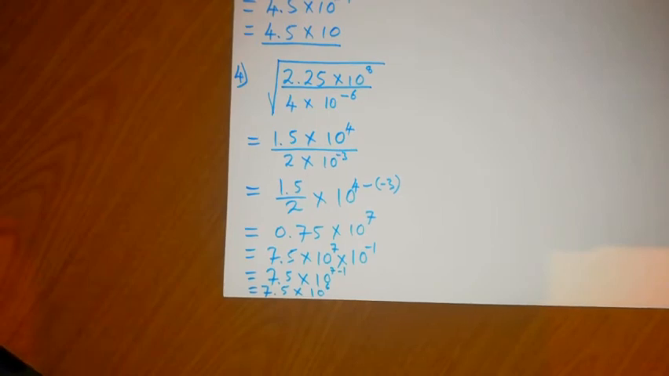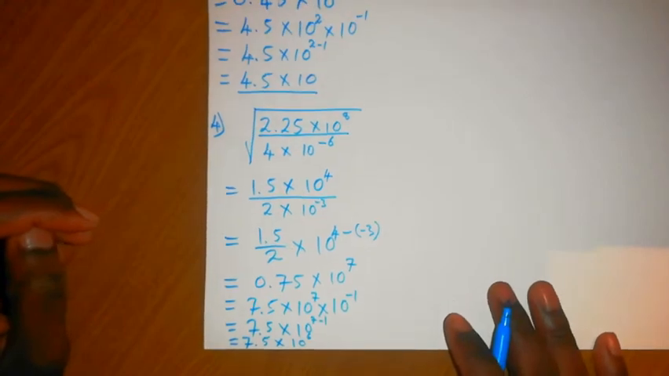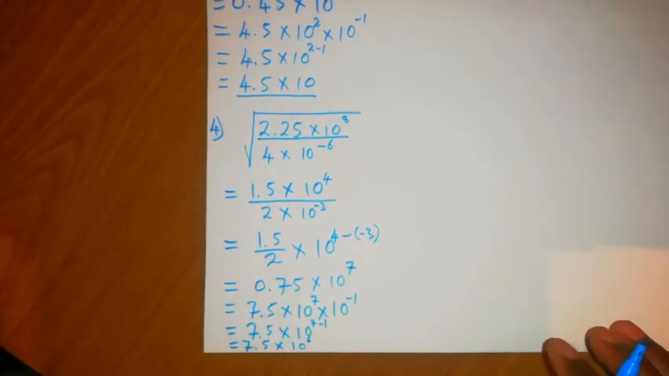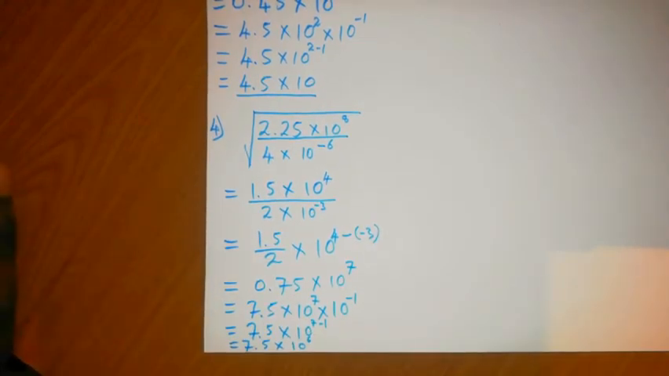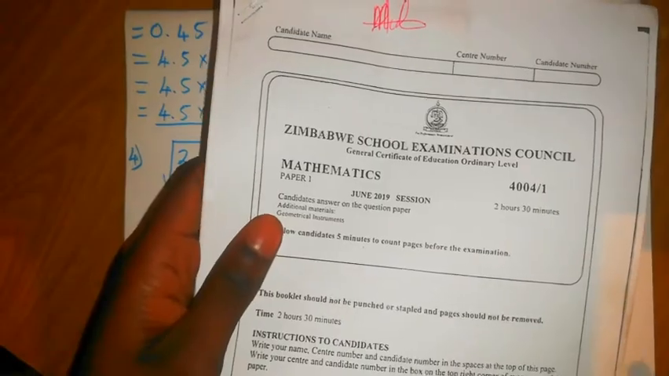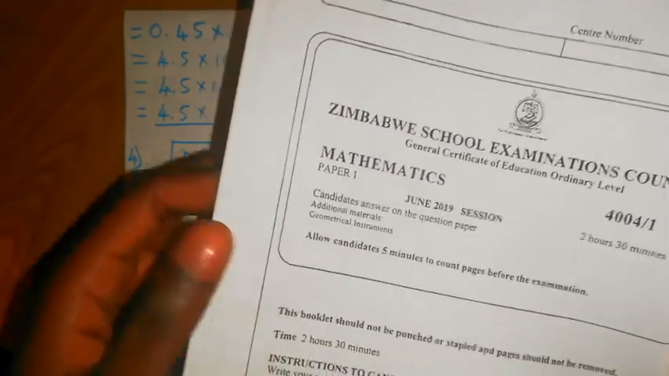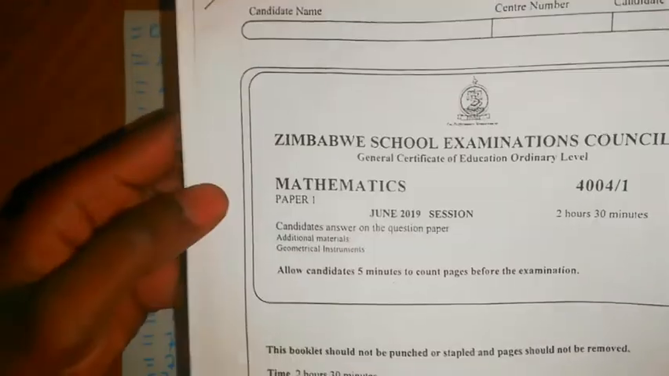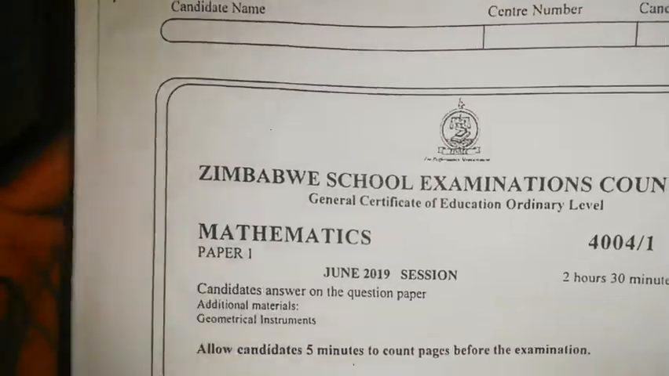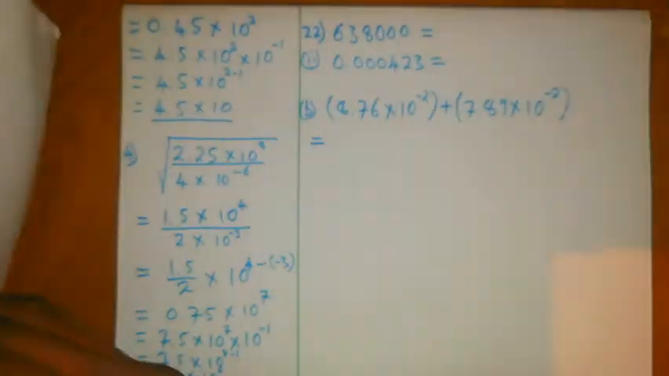So it's done. So let's try to attempt some question papers that I have here with me. Otherwise, that's the end of the standard form. So we're continuing, guys. I've got a lot of question papers here that we're going to do in the standard form. Now we're doing June 2019. There is our question paper. It's June 2019 from ZIMSEC.